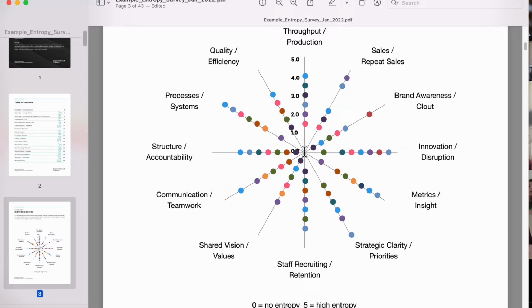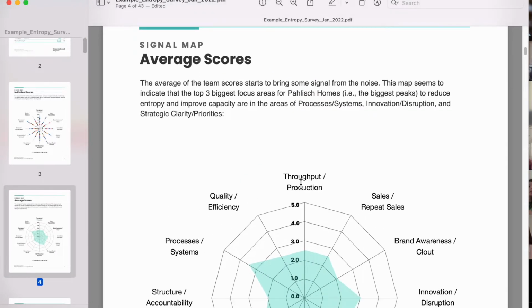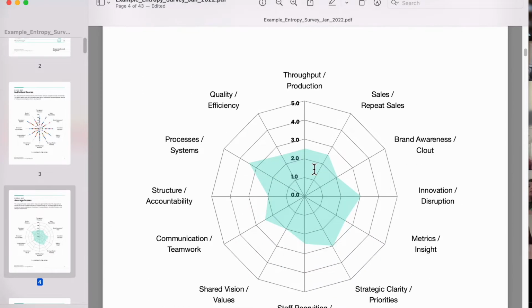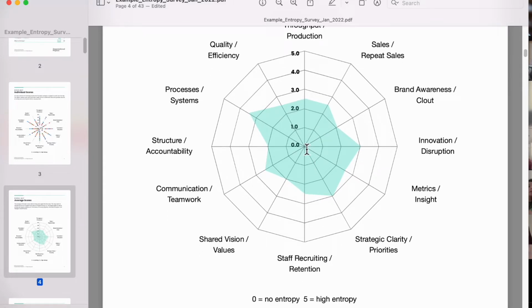The second thing I'm trying to do is prep the team for deeper insights, and then I'm going to take them through an analysis of their survey answers. I'm going to have the team members summarize them, and we'll start to bring out deeper and deeper levels of insight. The first lens we can put on this same chart is just to look at the average of the team scores. Okay, so remember, 0 in the middle means no problems, no entropy. Out towards the perimeter means bigger problems, bigger opportunity for improvement, higher entropy.